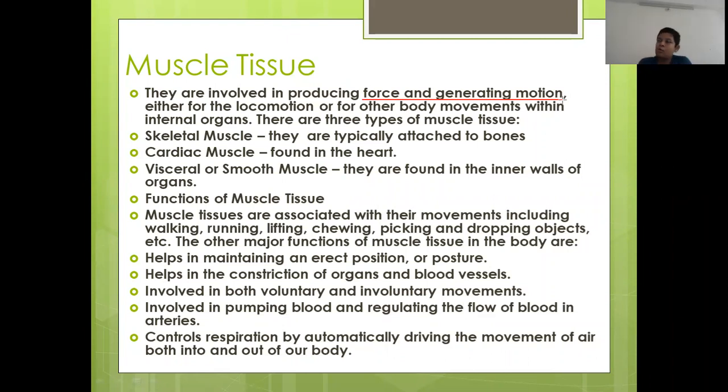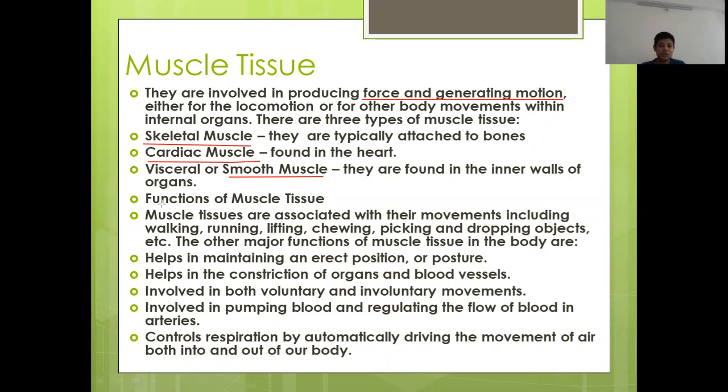Because most of your body's muscles, like the heart, it is also muscle, but if you see, it needs more energy. So let's talk about their types also, either for locomotion or for other body movement within internal organs. There are three types of muscle tissue. Skeletal muscle tissue, which is typically attached to bones. Cardiac muscle, found in the heart. And smooth muscle, or visceral muscle, found in the inner walls of organs.